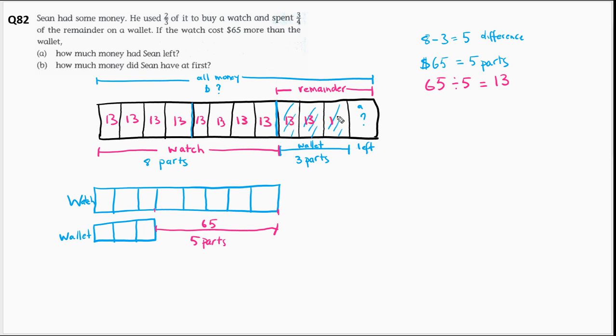Right, if they're all 13, that includes this one here, which I notice I've labeled with a question mark. This is the amount he had left. Well, I've now answered that question. So he had $13 left, and we're asked how much money did Sean have at first?